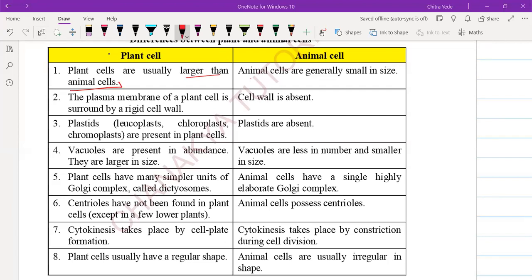Okay. Next. We have animal cells are generally smaller in size. Okay, they are generally smaller in size.